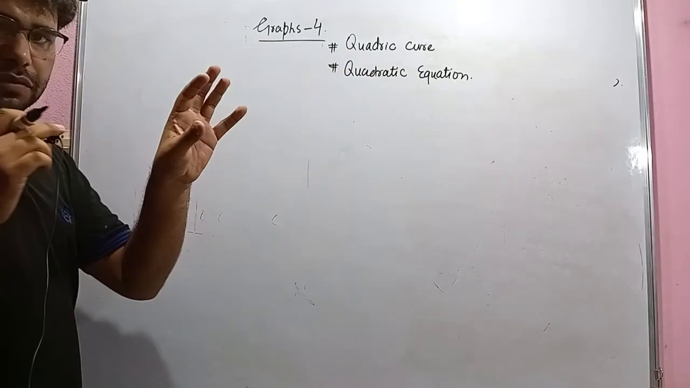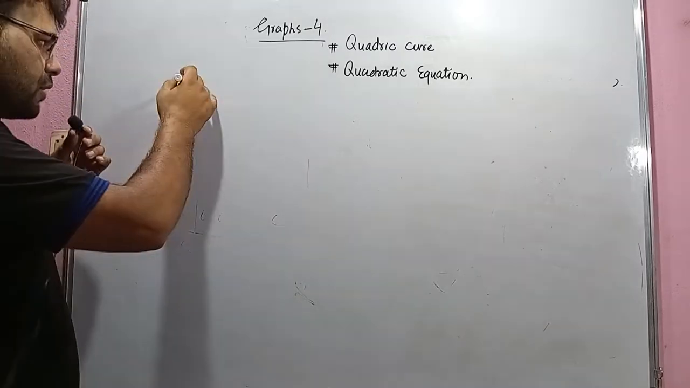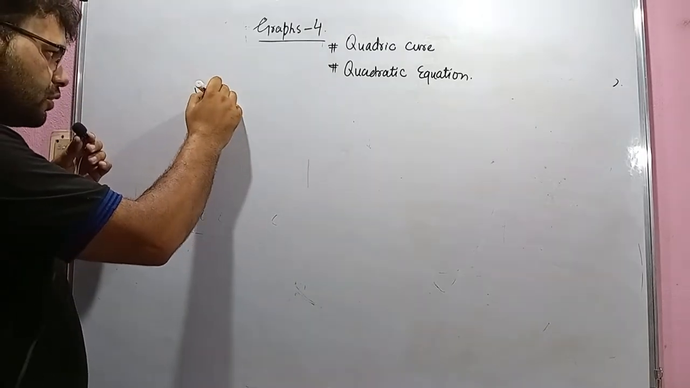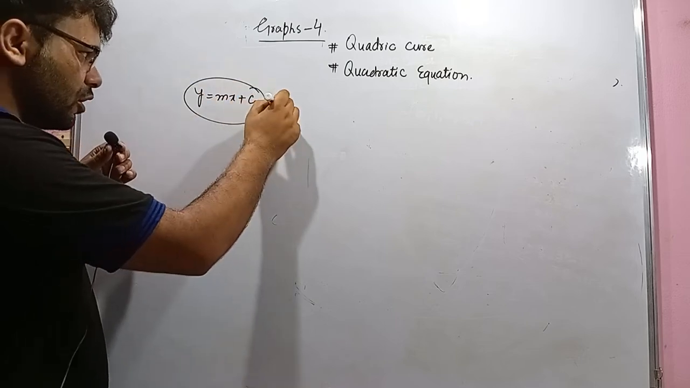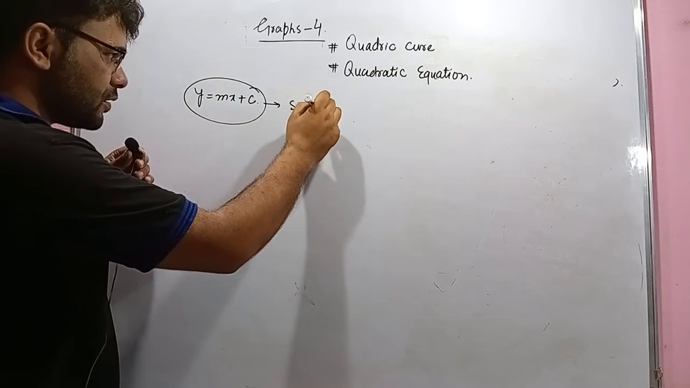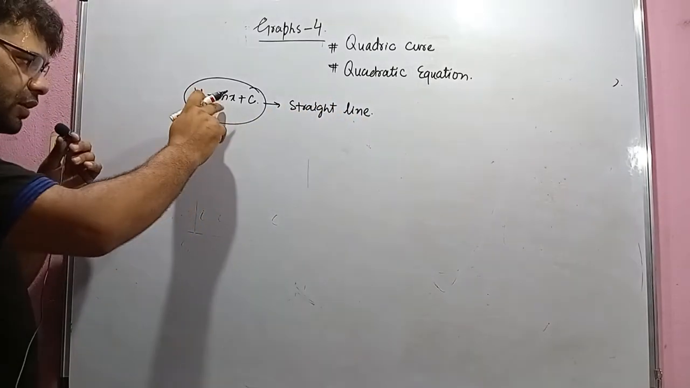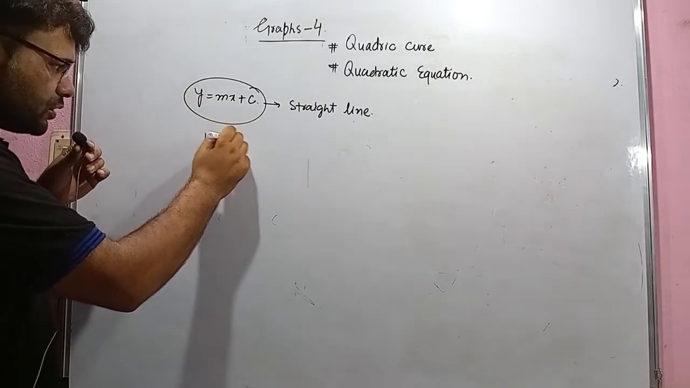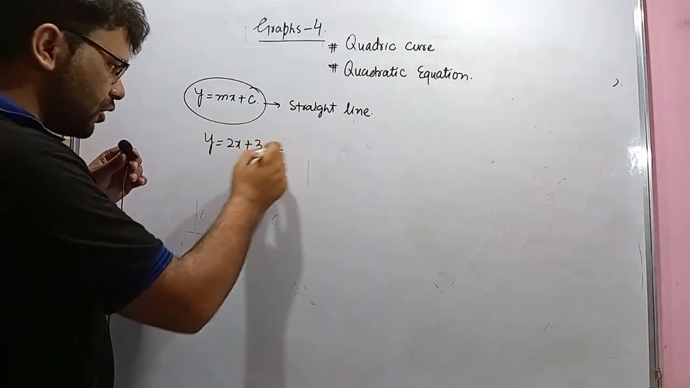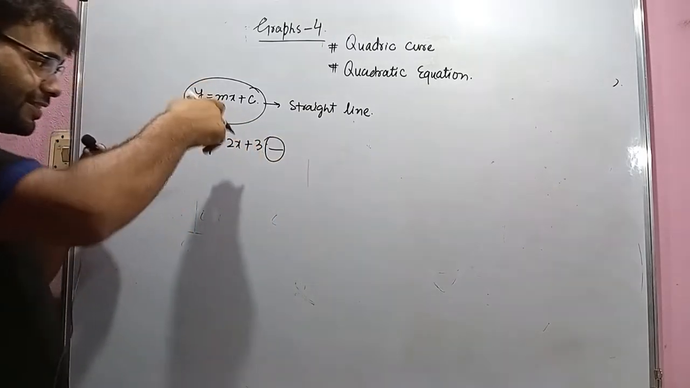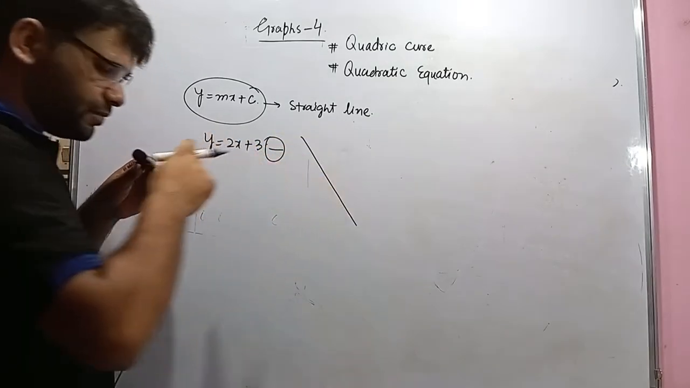Before this, I will give you a brief introduction to the linear curve. You might have seen y is equal to mx plus c. This is the curve of a straight line. That is, if we have a curve in this form, like y is equal to 2x plus 3, if I draw a graph of this equation, you can see the graph will be a straight line.